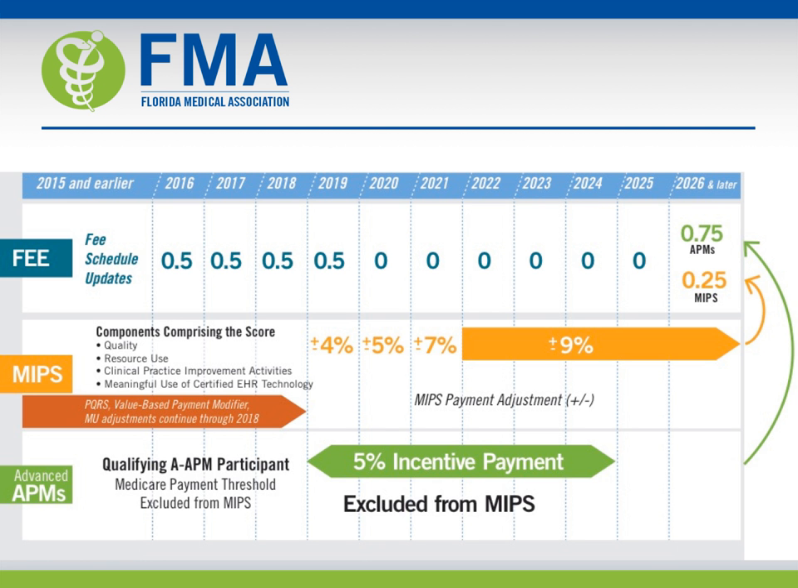In MIPS, the payment updates take place 2 years out from the performance years. And so again, what you do in 2017 will affect your payments in 2019. What you do in 2018 under MIPS will affect your payments in 2020, and so forth.